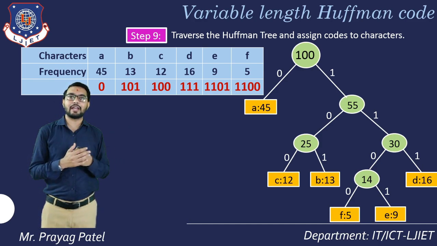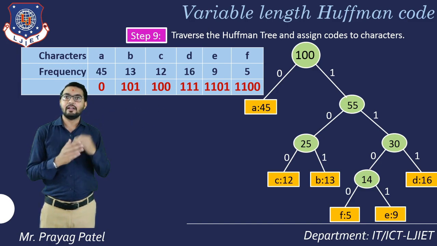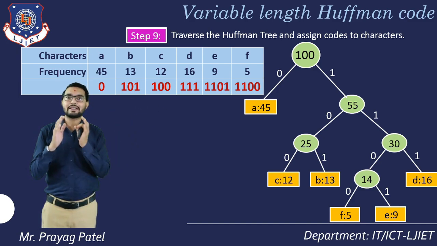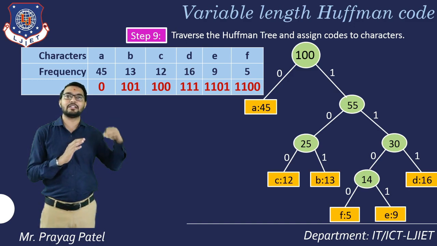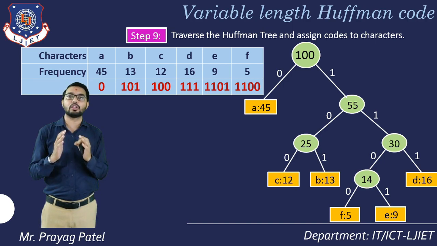So consider the total frequency as 100. 100 multiplied by 3 is the total number of bits required to store the data, which means 300 bits.